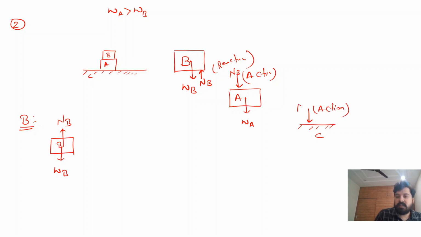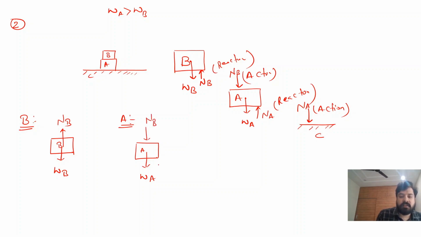Action on C, suppose this is NA, then the surface applies a reactive force whose magnitude is NA. This is the reactive force, the reaction, but in the opposite direction. So we get the free body diagram of A. Here the weight is in the downward direction. Here NB is acting in the downward direction and NA is acting in the upward direction. And on the surface C, there is only one action, that is NA.